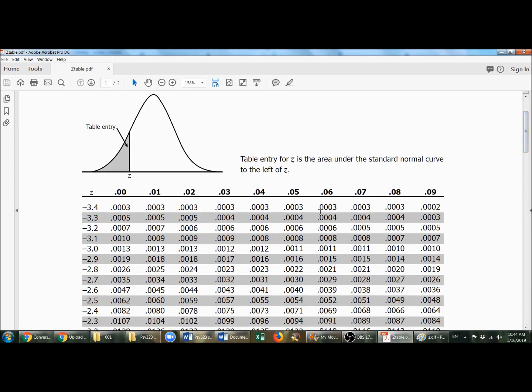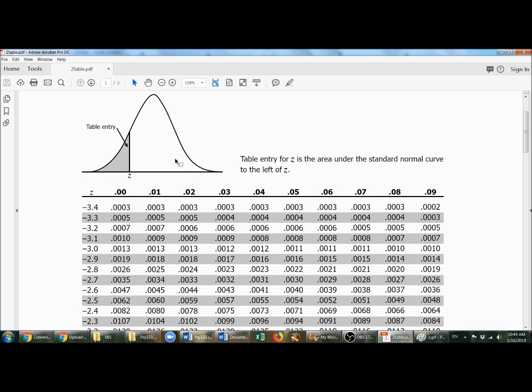Take another one. So this time it is negative 2.30. Okay, so right here, negative 2.30. That is 0.0107. So that means if this z-score is negative 2.30, then this area is 1.07% relative to the whole area.